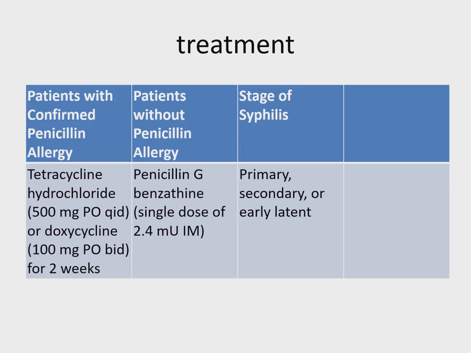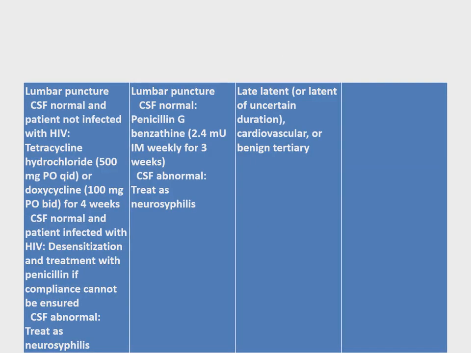Here we can give penicillin G benzathine 2.4 million units intramuscular. If the patient is allergic to penicillin, tetracycline or doxycycline 100 mg per oral BID for 2 weeks. In patients who are having latent syphilis, we will give penicillin G, benzathine penicillin, 2.4 million units intramuscular each week for 3 weeks.